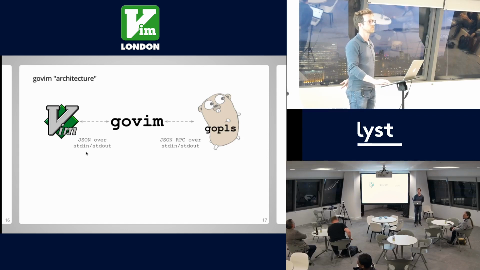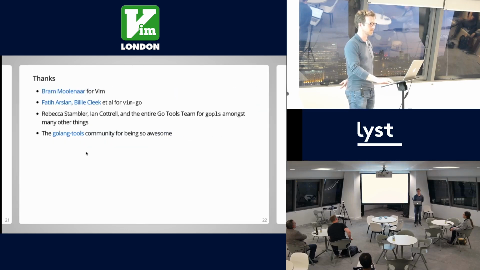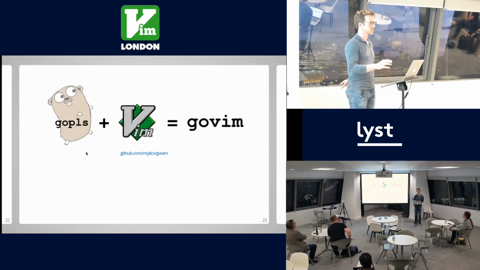Does it mean that it's easy for govim to talk to other language servers? Spot on. And that's exactly what I'm testing, that there's nothing Go specific. Well, let me just say it is 95% language agnostic right now.